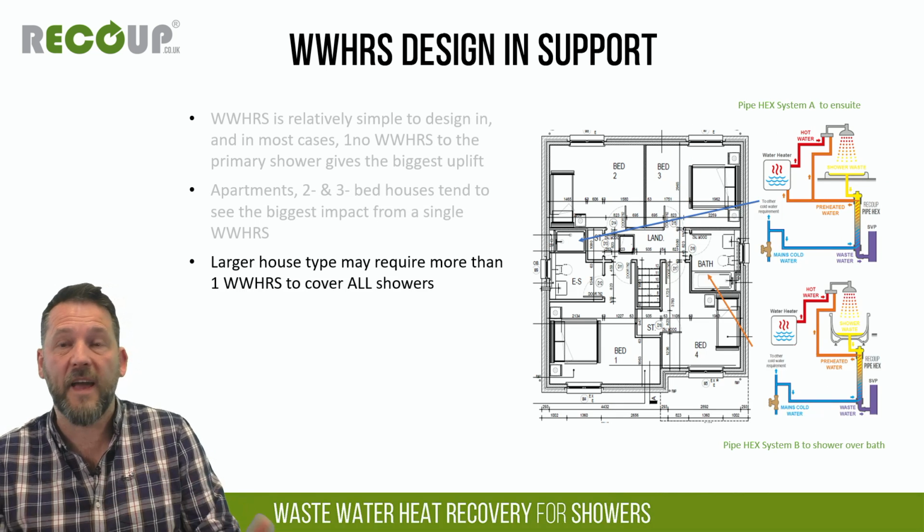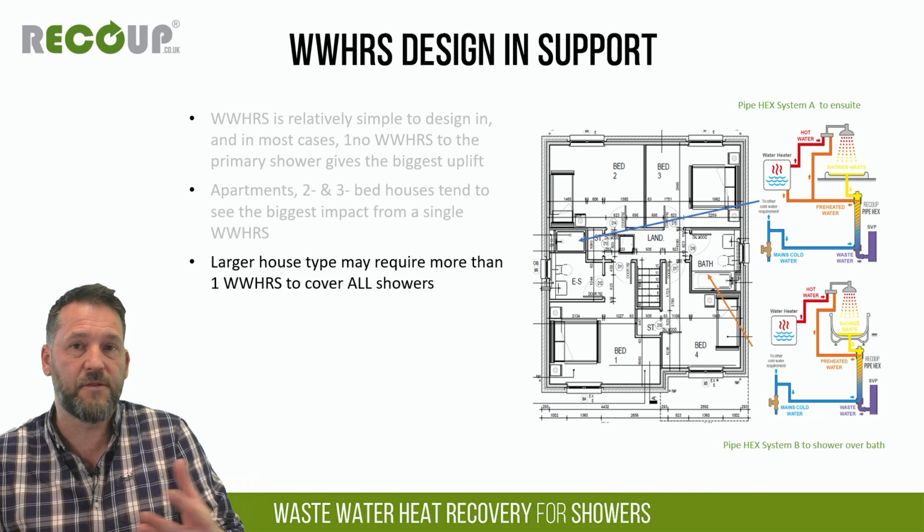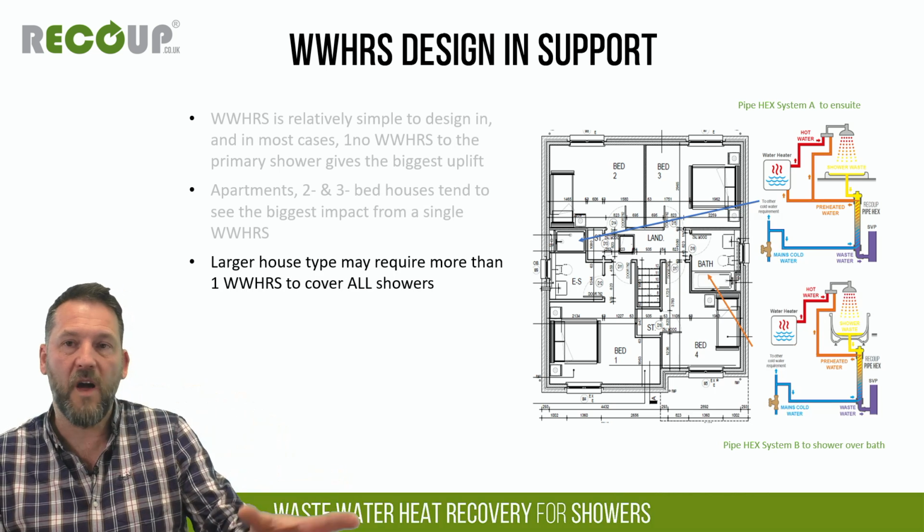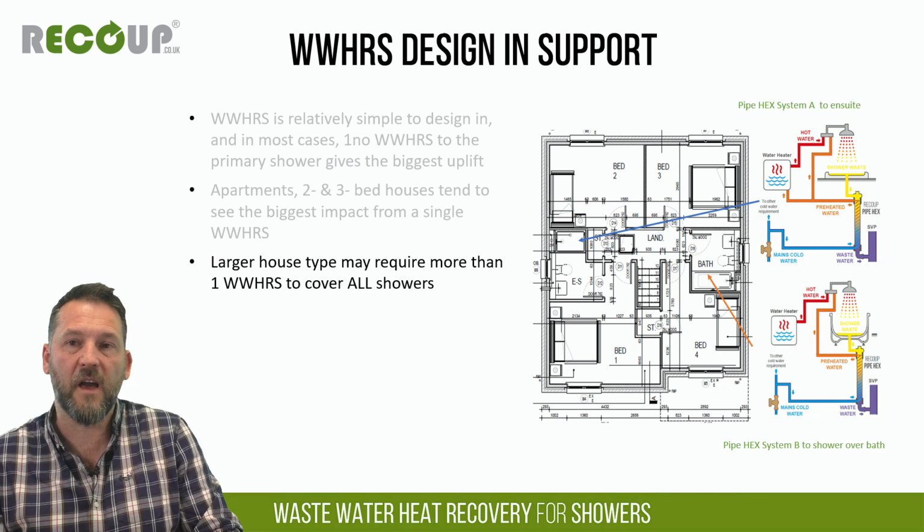If you've got bigger house types with 2 shower rooms separately, then as I said earlier, 1 pipe installed as System A and a second one as System B would normally give complete coverage, be relatively cost effective and have a big impact in SAP.